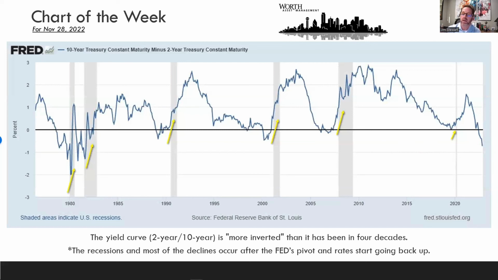That's why a lot of the economists out there believe that in 2023, we're going to go into a recession, maybe toward the second half. But those are the things to listen for.